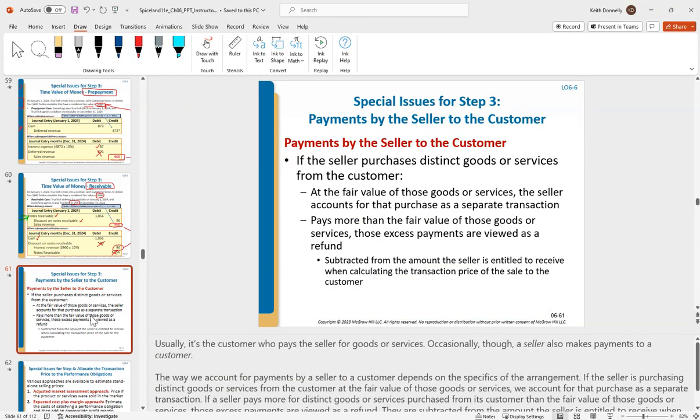Okay, and then finally, payments by the seller to the customer. You can read that; not really too concerned here. It's almost like the reverse setup, where you're the business and you're paying the customer. Don't worry about that for the exam, but it does come into play for step 3. We're about halfway through the slides, so I'm going to end the PowerPoint video here for the first half. We'll see you in the second one.